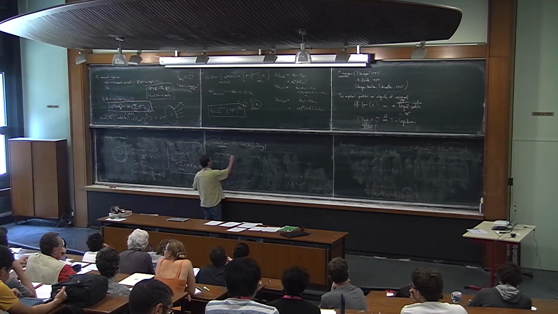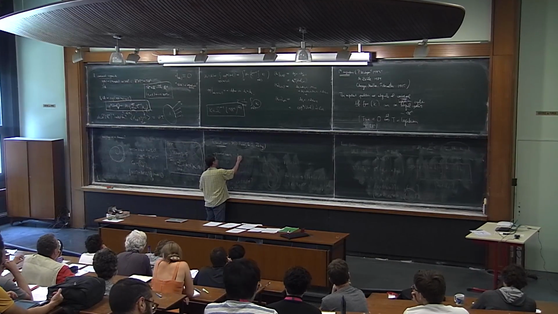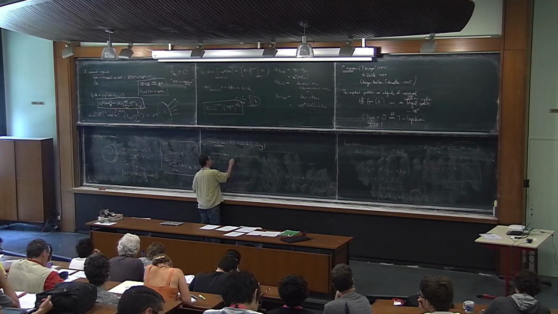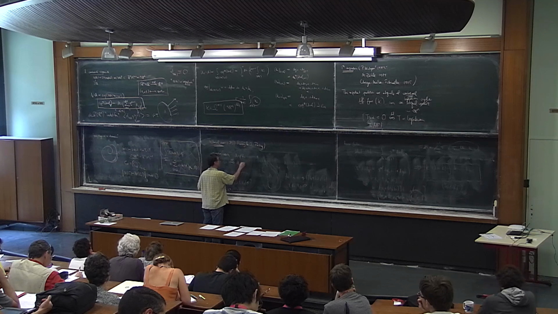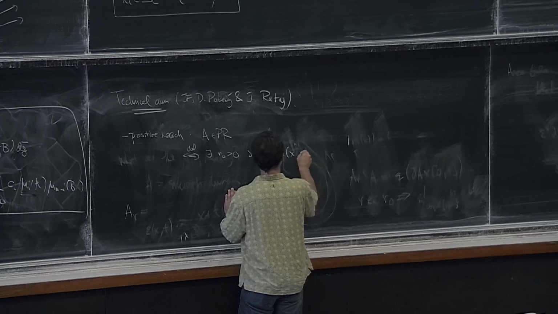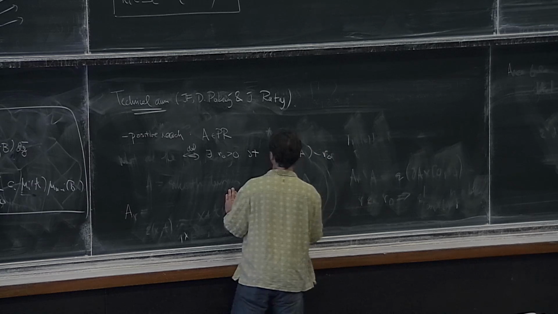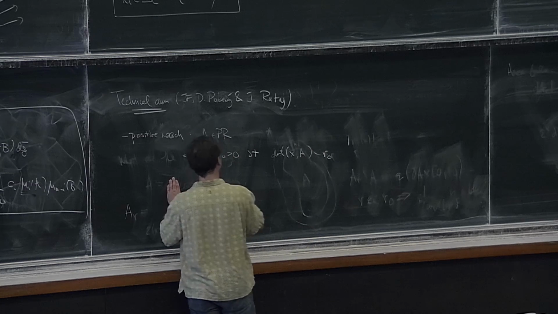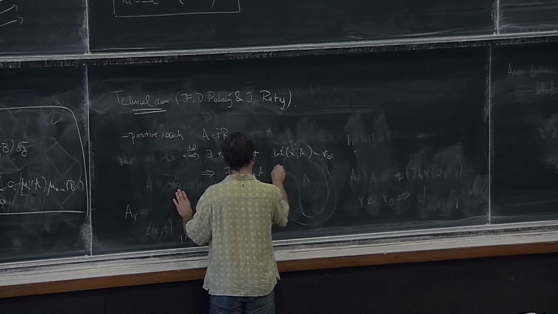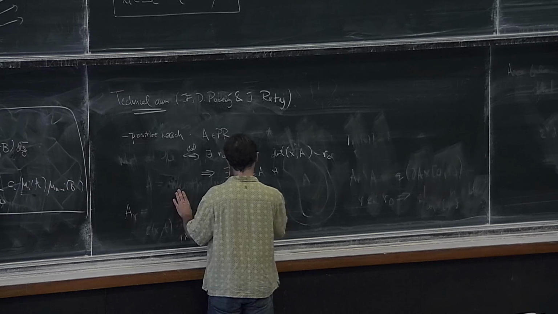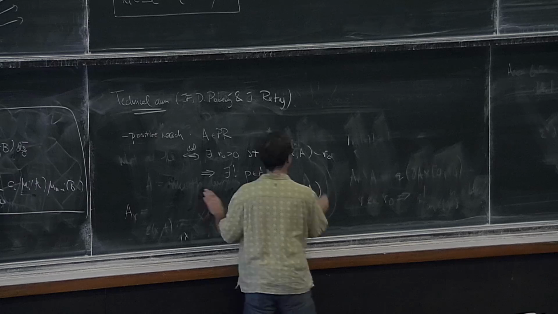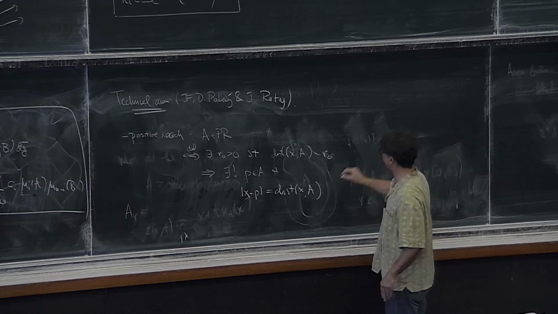Let me recall what that is. A has positive reach if there exists a positive R naught such that if the distance from X to A is less than R naught, then there exists a unique point P in A such that the distance from X to P is precisely the distance from X to A. So this is the so-called unique nearest point projection.